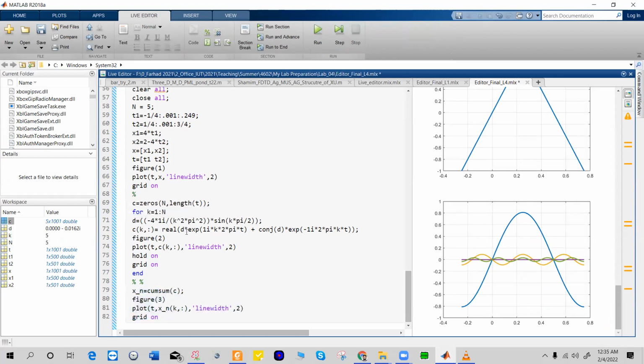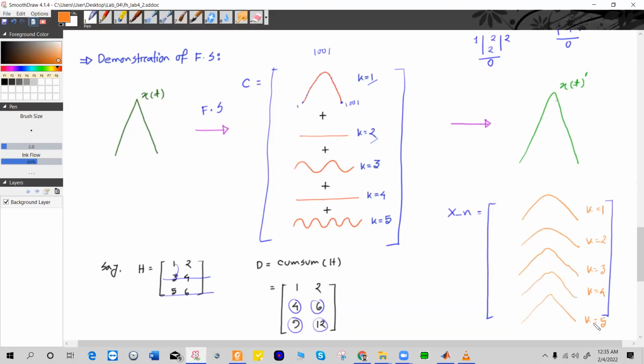Now, after the execution of this line, what is the updated k you have? 1, 2, 3, 4, 5. So your updated k is equal to 5. You have performed the cumulative sum, and your k equal to 5 is holding the summation of all of them, right? Summation of all of them. So you have k equal to 5.